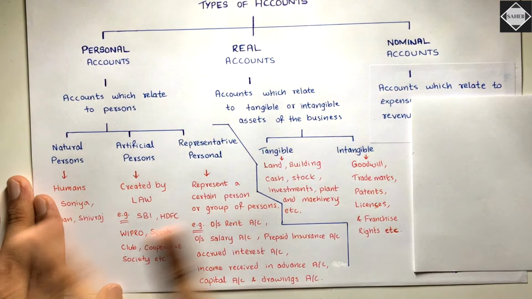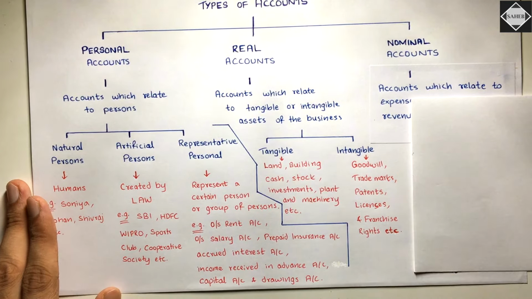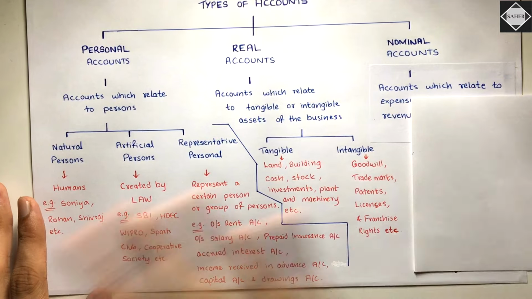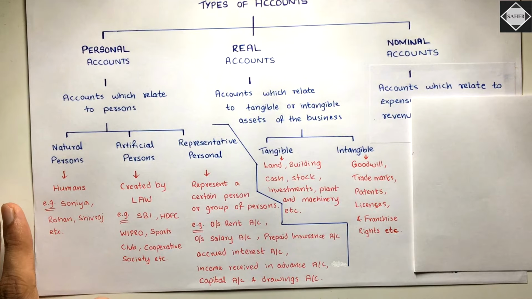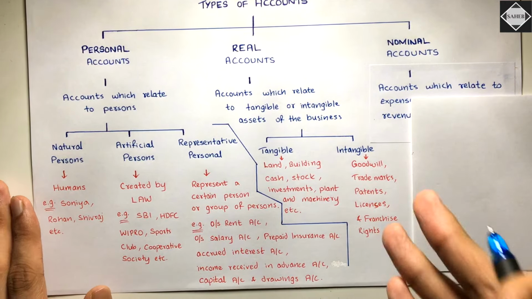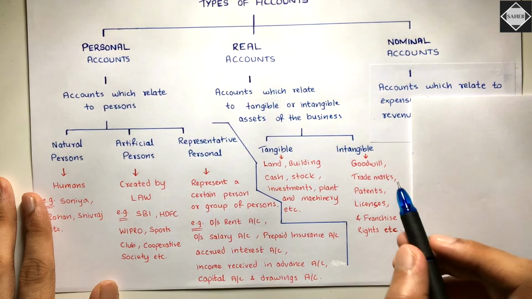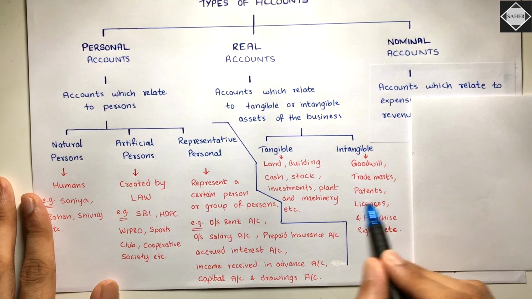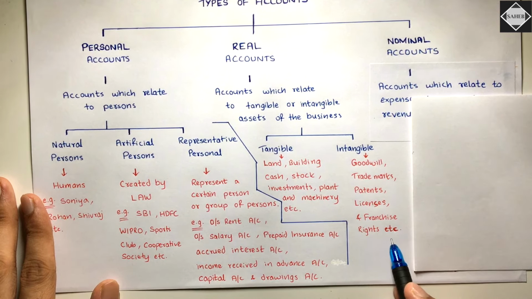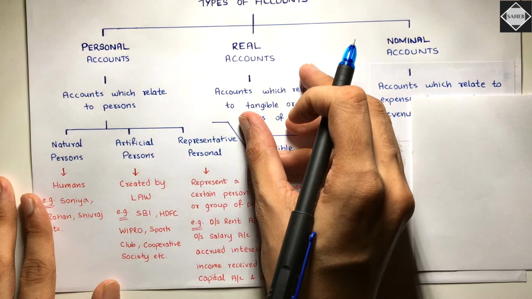They do not have a physical existence, but you have a benefit from them, and you cannot touch them, see them, or feel them, but they exist. They provide benefit to your business. So examples are goodwill, trademarks, patents, licenses, and franchise rights, etc. These are what? Intangible assets. They will fall under the real accounts category.